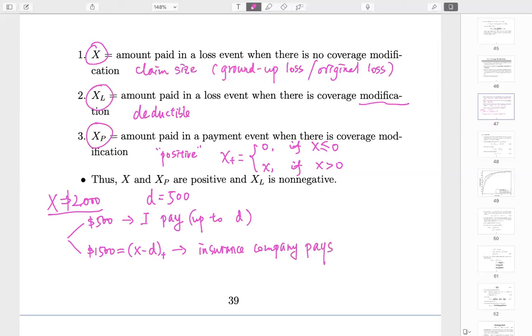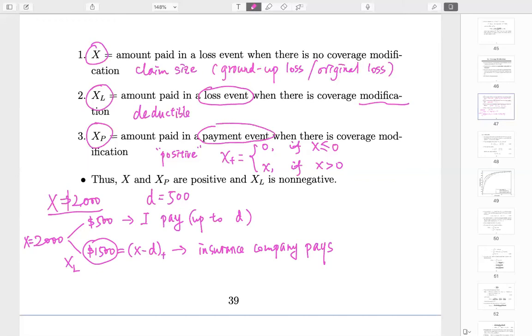So in this particular claim, the entire amount is 2,000, which will be divided into two parts. The first part, 500, I will need to pay. The next part, $1,500, the insurance company needs to pay. So that's how we do the analysis. In this particular case, this will be XL. It's the amount paid in a loss event. The key thing here is, what is a loss event? What is a payment event?